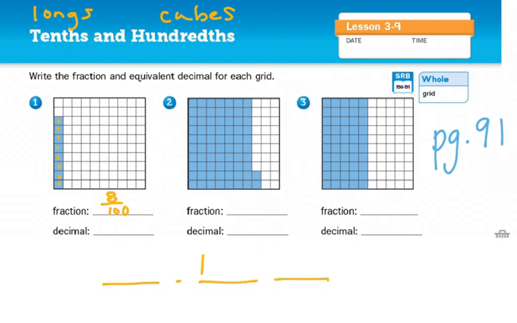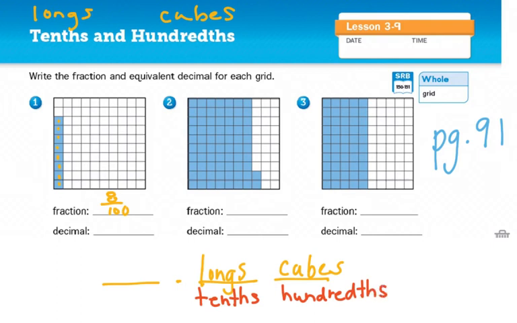As a decimal, remember, this stands for longs. These are the cubes. And the more official word that we use is tenths, as it takes 10 longs to cover it, and cubes, which are hundredths, because it takes 100 of those to make a full 100 grid. Notice that both of these have the THS, and this stands for a whole grid being covered. So as a decimal, in the tenths place, we don't have any longs, but we have 8 cubes, and that would be read 8 hundredths.